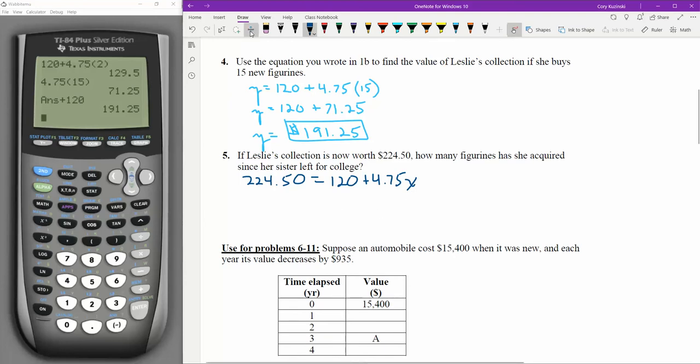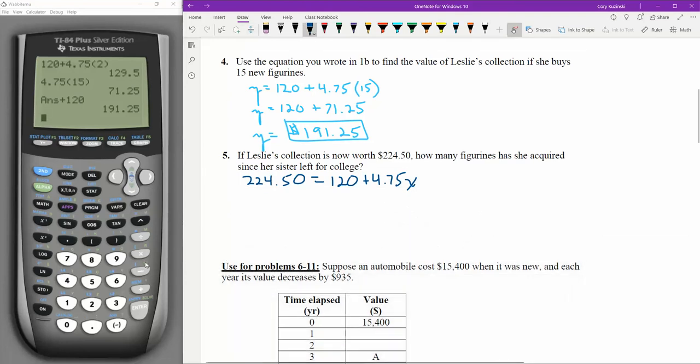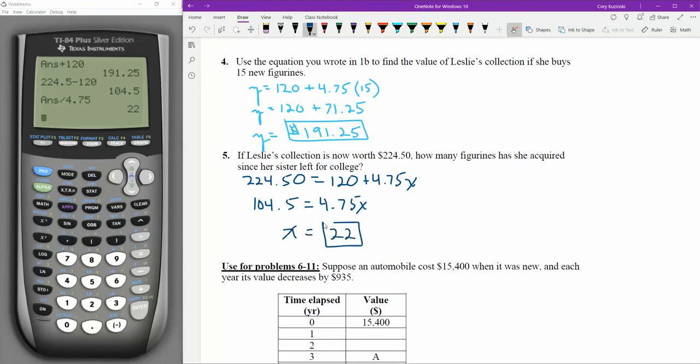Well, let's take 2245 and we'll subtract 120 from both sides of this equation. That gives us 2125 equals 475x. And then if we divide both sides by 475, we'll get the number of figurines, which is 22. So 22 additional figurines have been added.